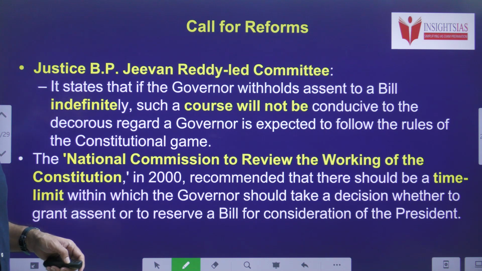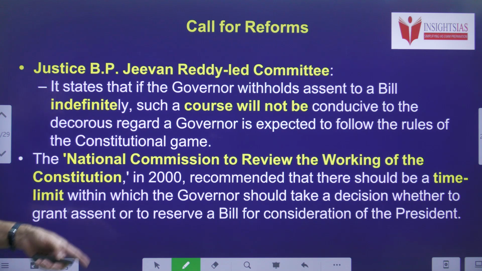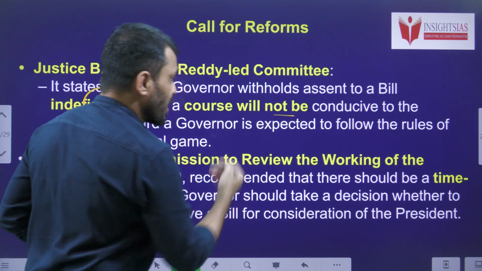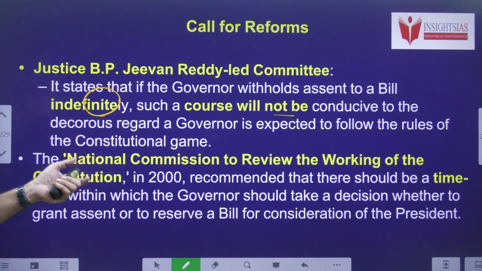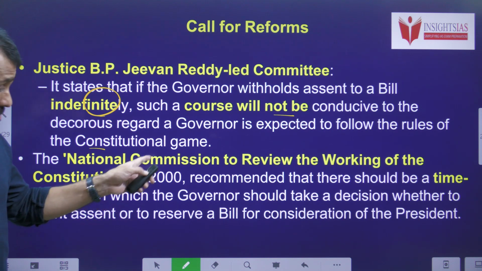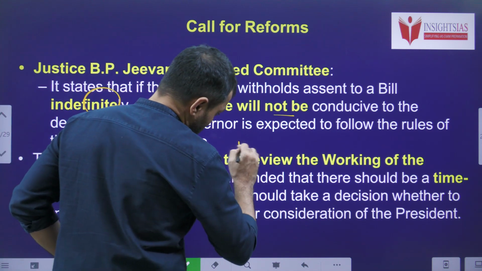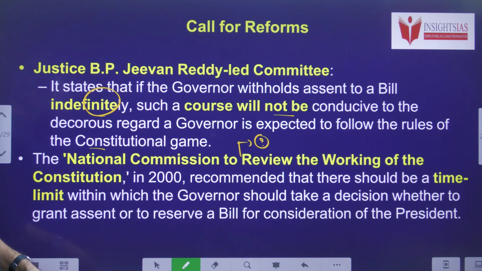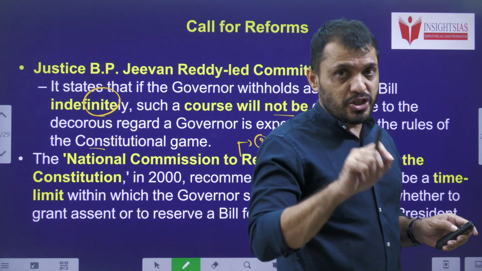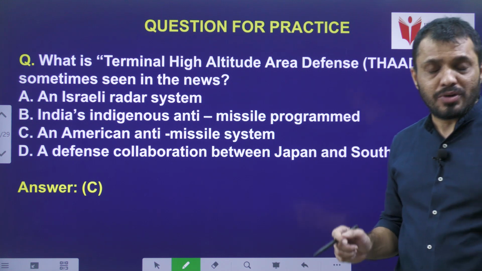Of course, certain reforms have also been suggested by various committees. Here we can see the Justice BP Jeevan Reddy committee. It said that a governor withholding a bill indefinitely is not right to the decorum of a governor's office, which is expected according to the Constitution. And the National Commission to review the working of the Constitution, tell me students, who acted as the chairman of this particular commission? They also suggested that there must be a time limit within which the governor's office should process the bill. There should be time limits. Those are the things we have to add.